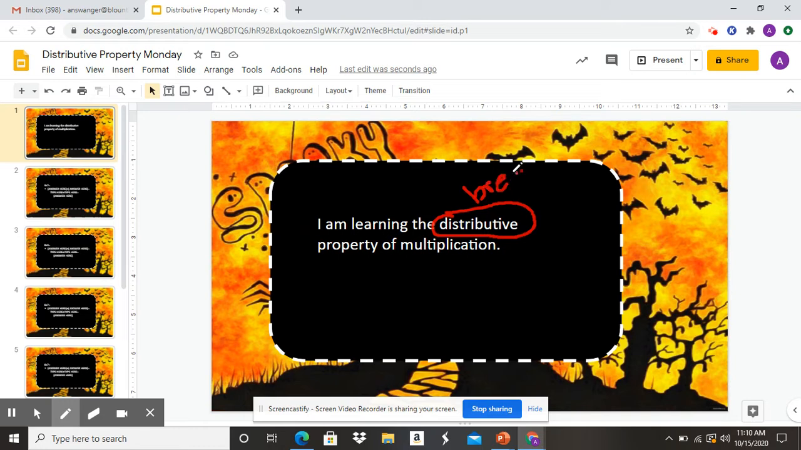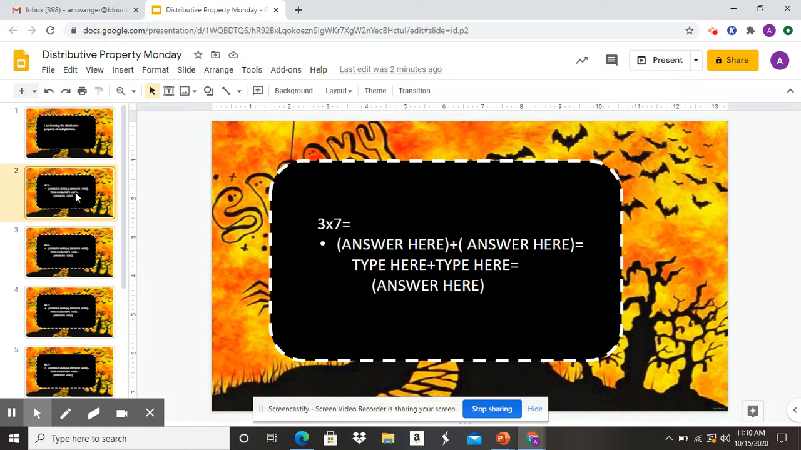So we often call it the break apart strategy because we take a factor and decompose, which means to break it apart into two different numbers, so it's easier for us to solve a multiplication equation. So like in class, today is just a review of the distributive property. I'm going to do one example with you, and then you're going to do the other examples by yourself.